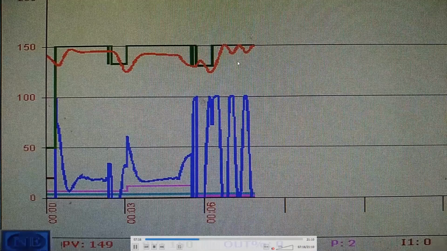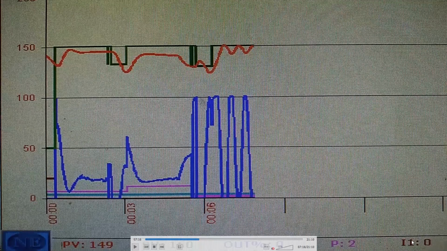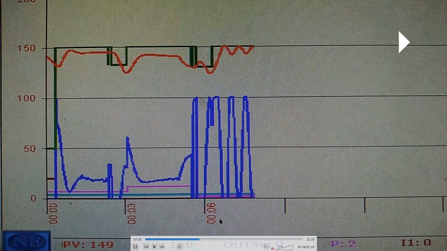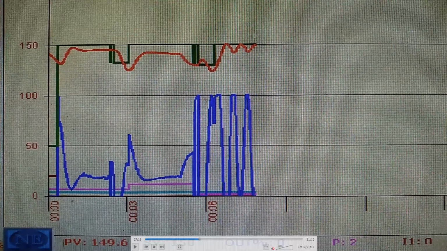So now you can observe I have decreased the Kp value. The P value is equal to 2, and the I value is 0. But when we set the P value as 2, the process value approaches 150 degrees Celsius, but it is oscillating about that 150 degrees Celsius.